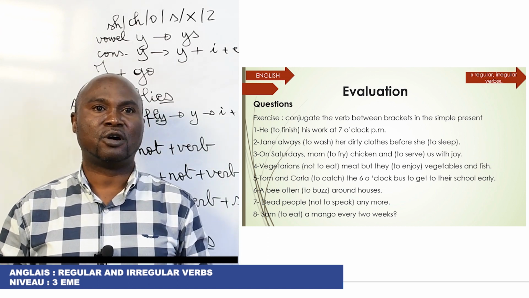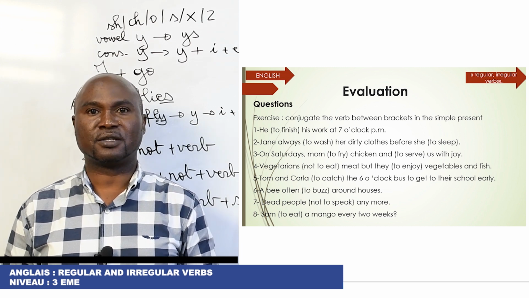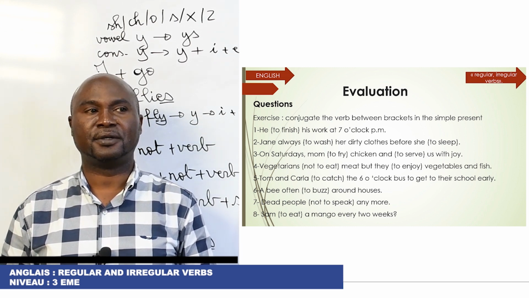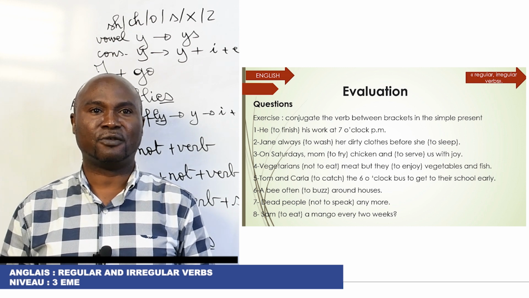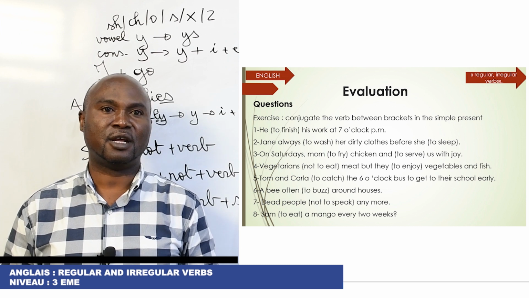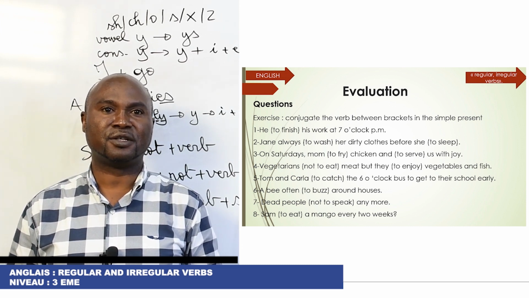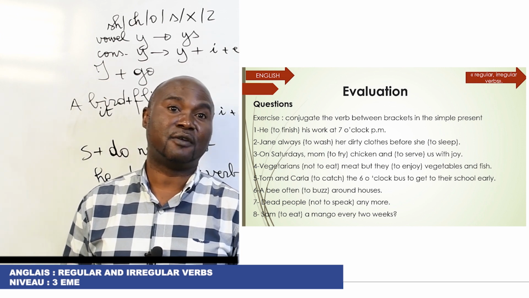5. Tom and Clara to catch the 6 o'clock bus to get to the school early. 6. A bee often to buzz around houses. 7. Dead people not to speak anymore. 8. Sam to eat a mango every day, every 2 weeks.